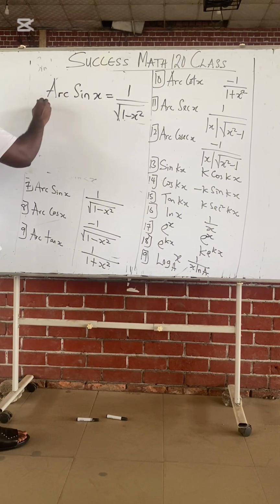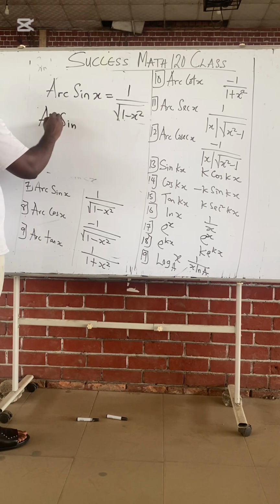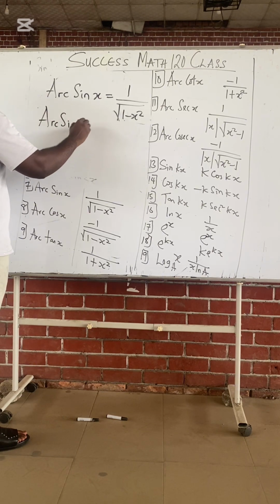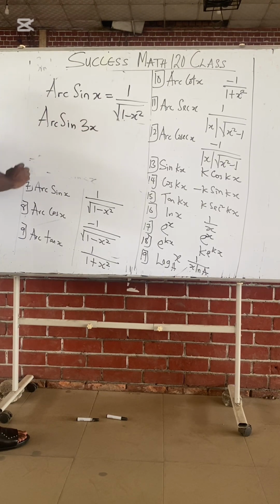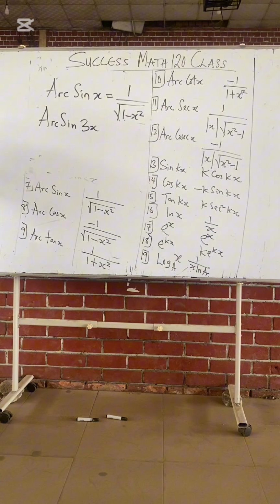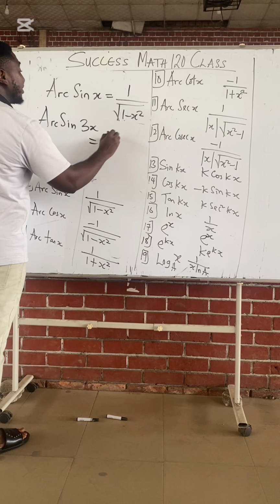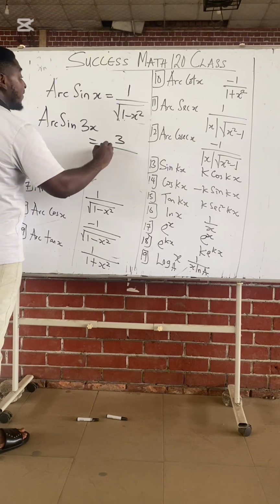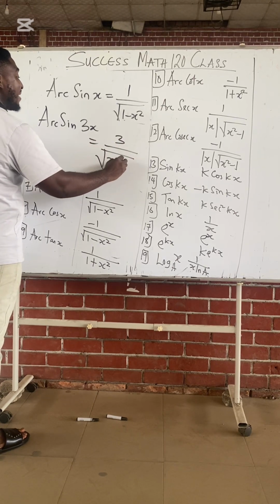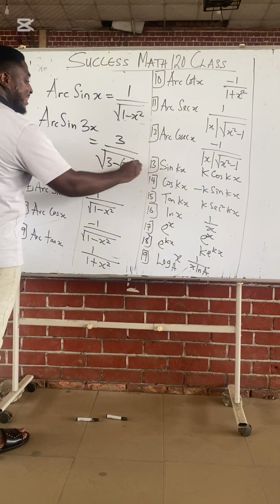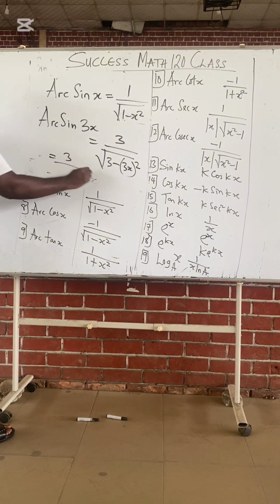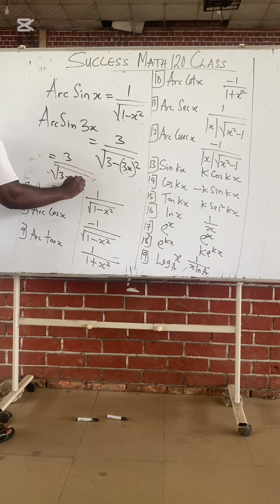So if they say differentiate arc sine 3x, then differentiation of arc sine 3x will be 3 all over the square root of 1 minus 3x all squared, giving you 3 all over the square root of 1 minus 9x squared, because 3 squared is 9.